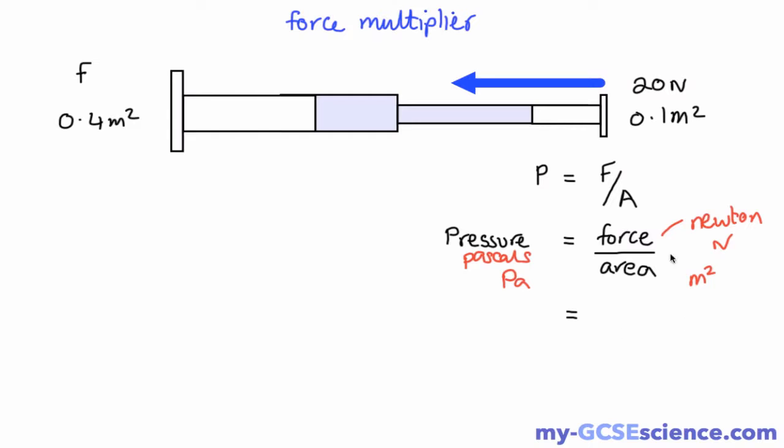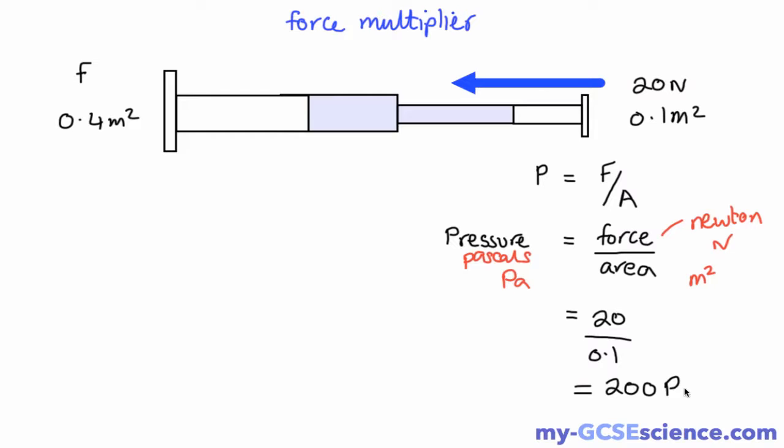So firstly, let's go back to the right hand side over here. We know that if we apply a force over here, that's going to be transmitted over here. But what actually is that force going to be? Well, what we do is work out the pressure over this side first. So the pressure is force over area. We know the force is 20 newtons. We know the area is 0.1 meters squared. So that gives us a pressure of 200 pascals. So the pressure in the system is 200 pascals.